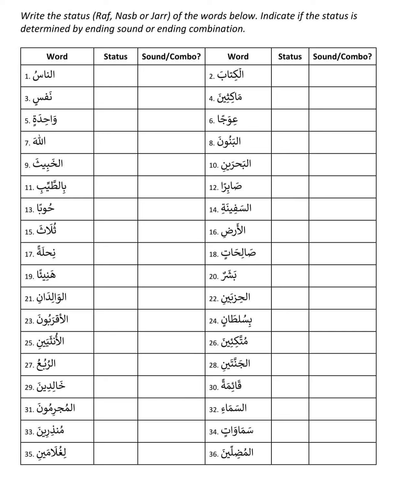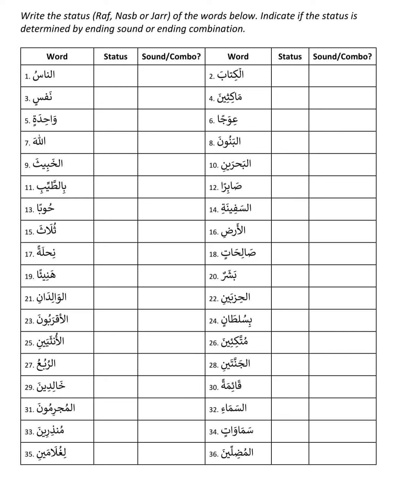Number 5, Wahidatin. It's a sound because it's like Muslimin, and it is a jar, like Muslimin is jar, or Muslimatin is jar. Number 6 is Hivajan. It's obviously a sound and it's a nasib.